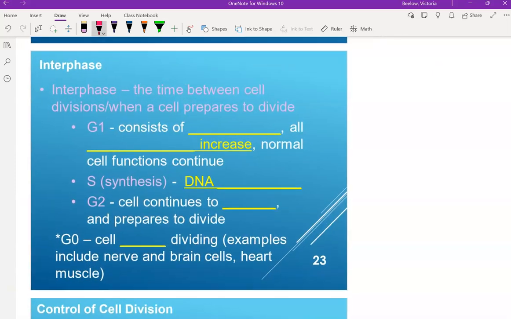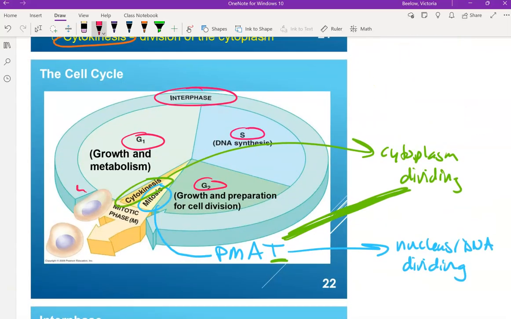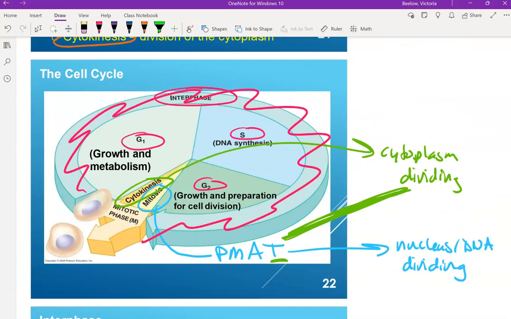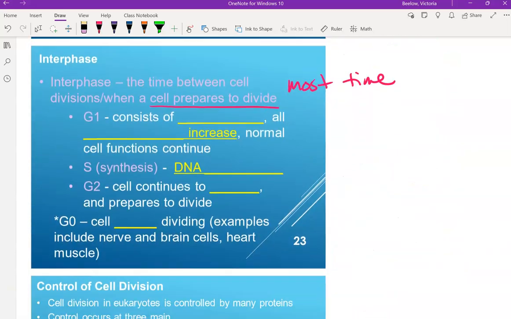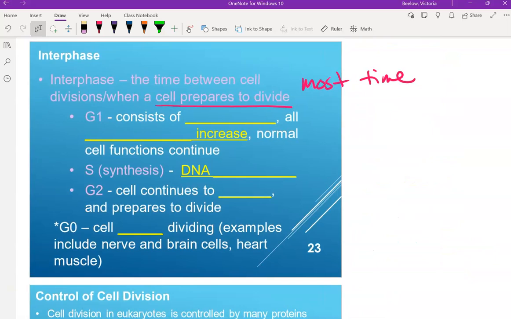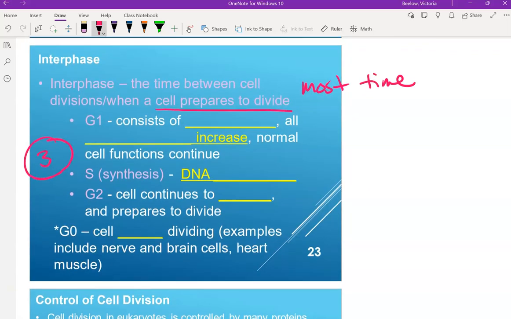So let's focus on interphase first. This is the time in between cell divisions, and it's when the cell is preparing to divide. If you were to look at this cell under the microscope, it doesn't really look like anything's happening, even though there might be a lot going on. So interphase is where the cell spends most of its time. As you can see here, it is all of that time, which is a lot. And this can be further broken down into three sub-phases.